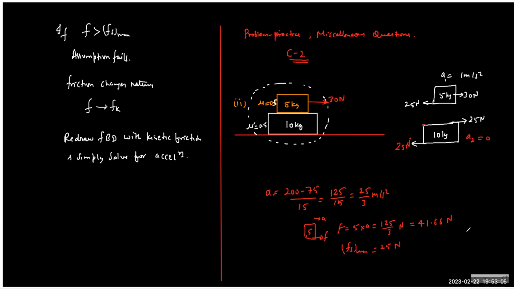So F is 5 into a. Fs max is mu into N. What is mu given for the blocks between the blocks? Tell me. 0.5. And what is N there? What is the normal reaction?